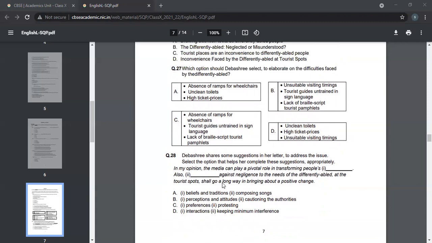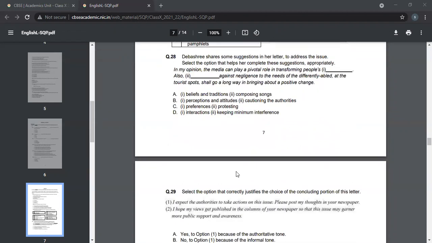सी, उन्होंने एक बॉक्स में लिखा हुआ है अनक्लीन टॉयलेट्स, हाई टिकट प्राइसेस. इज इट रेलिवेंट विद डिफरेंटली एबल? नो. अनसुटेबल विजिटिंग टाइमिंग्स एक बॉक्स में लिखा हुआ है, ये भी अप्लाई नहीं होता है. एब्सेंस ऑफ व्हील चेयर रैंप्स, यस. अनक्लीन टॉयलेट्स, नो. सेकेंड पॉइंट यहां से भी, लास्ट एक ऑप्शन बॉक्स बचता है, एब्सेंस ऑफ रैंप्स फॉर व्हील चेयर, यस. Tourist guides untrained in sign language, yes. Lack of braille script tourist pamphlets, yes. This C option is the correct answer in this. Clear? So yahan pe aapko brain apply karna padega again, that which is suitable.